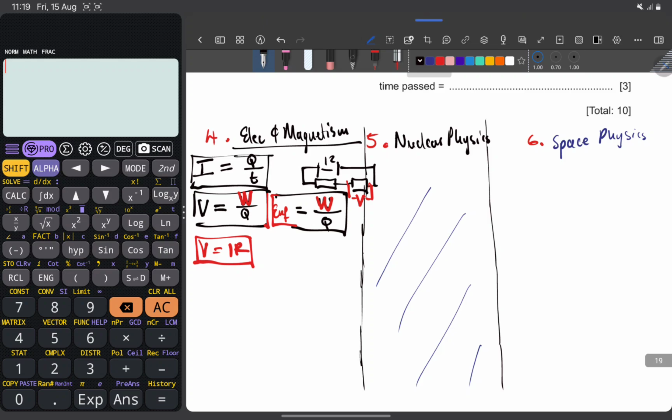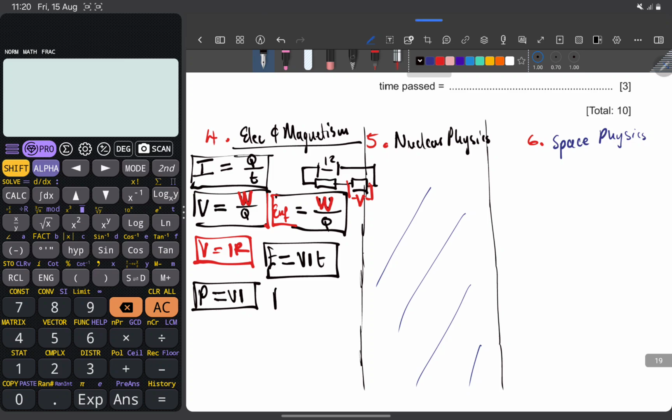Then we talk about electrical energy. Now let's talk about electrical energy, the E, which is equal to VIT. You must know this, that E is equal to VIT for electrical energy. And then we go to electrical power. Electrical power is VI.